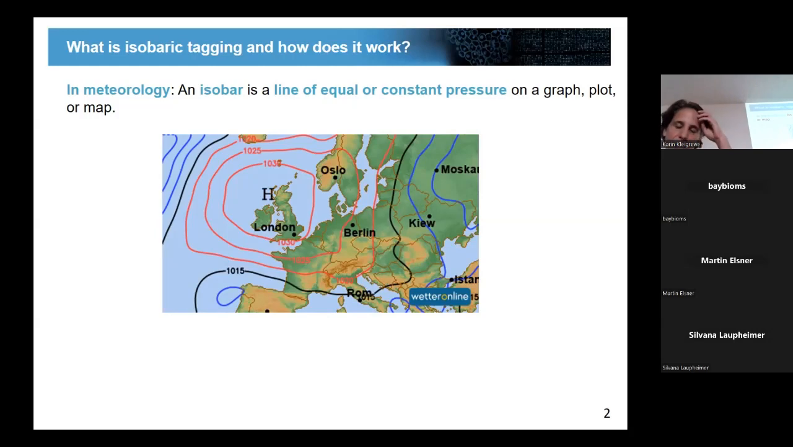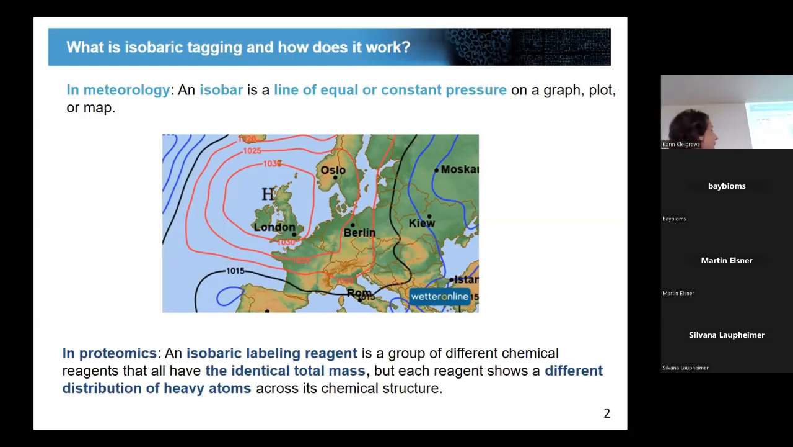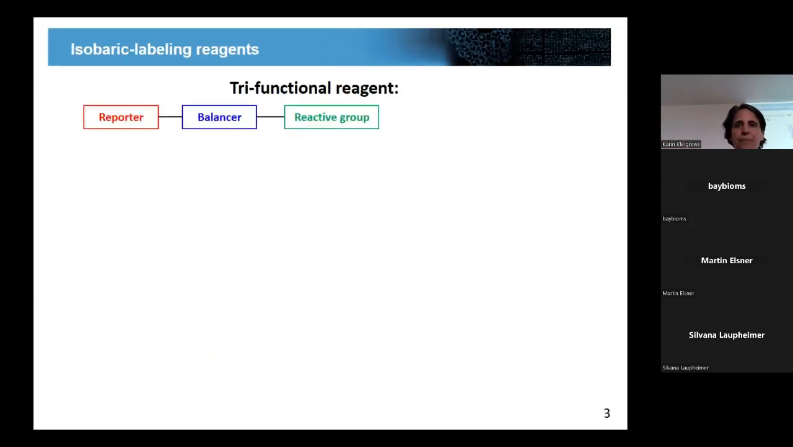And that's the analogy for why people call it isobaric tagging, because in isobaric tagging, we work with labeling reagents that all have the identical total mass. So you work with different reagents that all have in common that their total mass is constant, is exactly the same, just as having the same pressure on a graph. However, each of these reagents that we use has a different distribution of heavy atoms within the chemical structure, and we will look at that in detail.